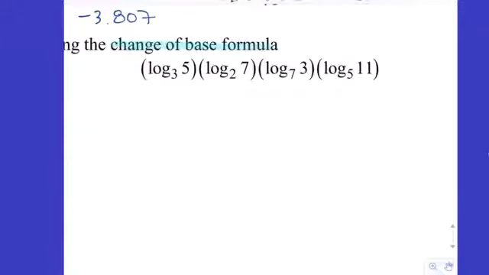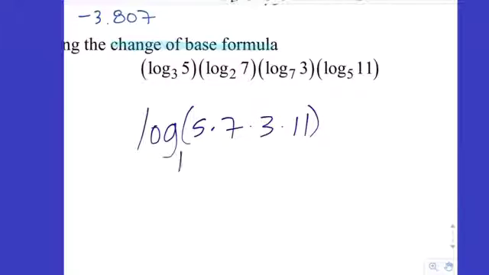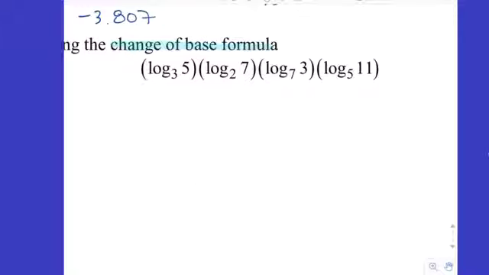How about this? I'm not sure if this will work. Can we just take the log of all of the arguments, 5 times 7 times 3 times 11, and say it's to the base that's the product of the bases, 3 times 2 times 7 times 5? You think that works? That's just doing something with the numbers arbitrarily, right? Does that generally work? Just doing random stuff with numbers? No, that's not the way to do it.